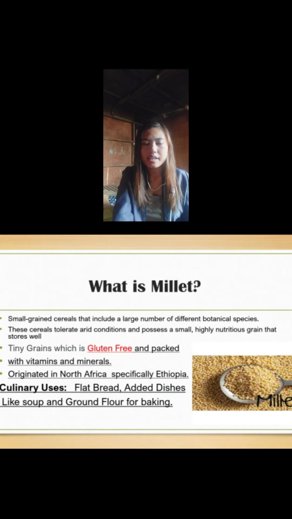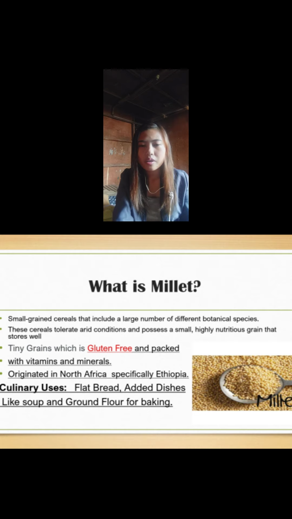What is a millet? A millet is a small grain cereal that is a highly nutritious grain. So the tiny grains have gluten pre-packed. So what is that gluten? Gluten is a protein found in wheat, rye, and triticale that helps dough rise to result in a chewier dough. So millet originated in Africa, specifically Ethiopia.